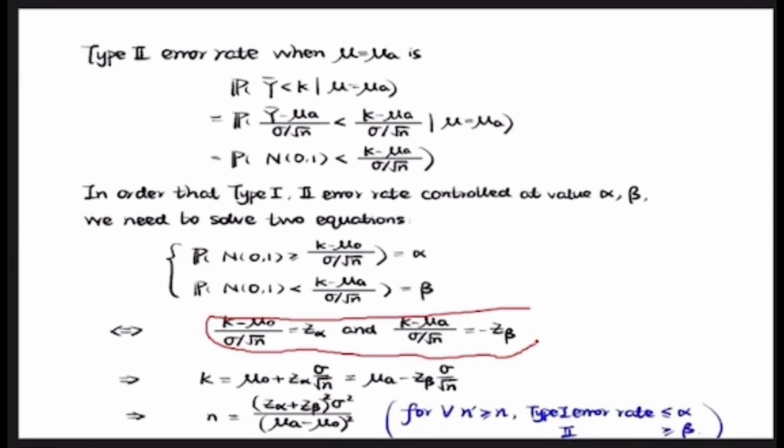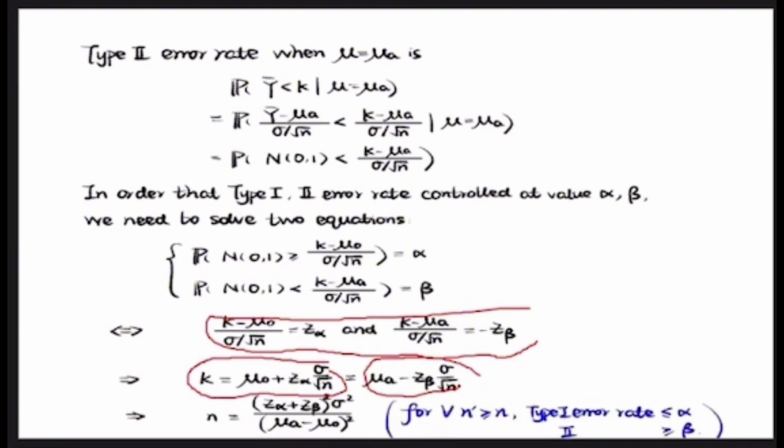Now, if you take a look at what I have right now, if I want to solve for this, this is going to be equal to Z alpha. That's why you have this equal to Z alpha, and the other one here is going to be equal to negative Z beta. Just take note of that. What am I going to do? I'm going to solve for K. Solving for K here will give me this, and solving for K in the other one will give me that.